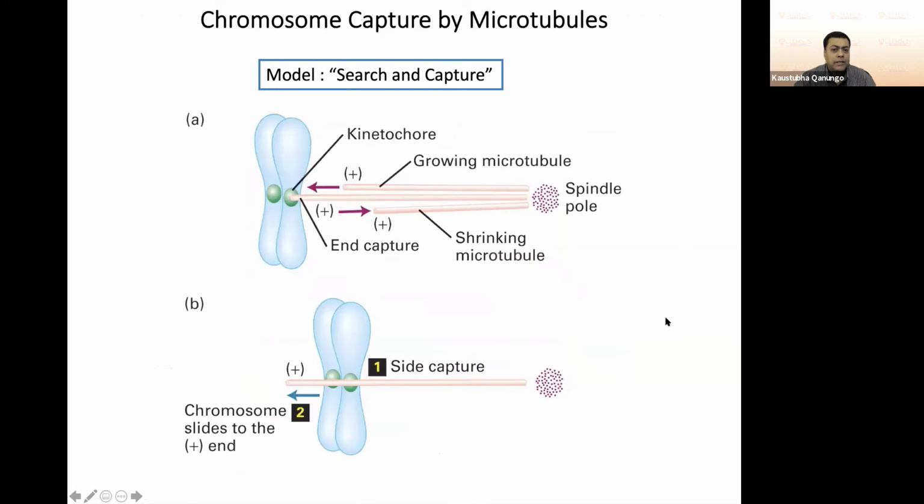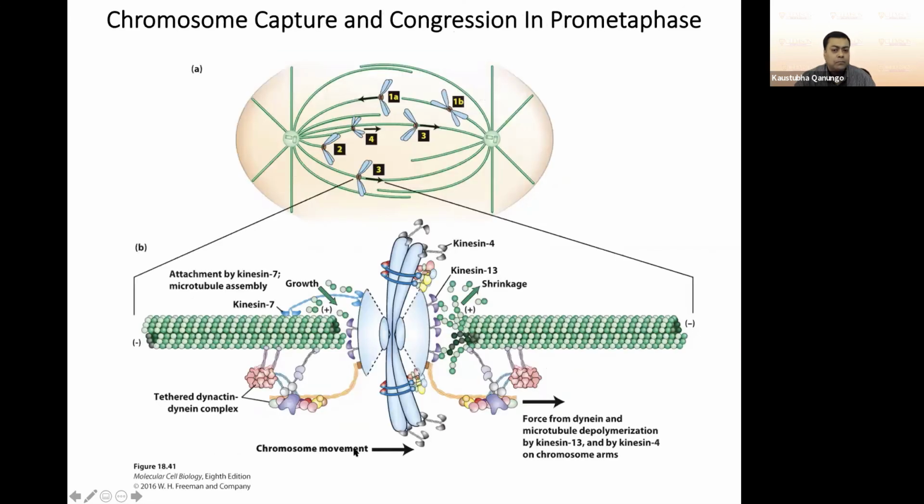Of course, not needed. And know the two methods of search and capture, that it can just bind with the end or from the side. And just one take-home message from here: remember that when these two sister chromatids are trying to get into the middle portion during prometaphase, these kinetochore areas are bound with the dyneins, and they are trying to move towards the minus pole. Along with that, this kinesin is also bound, which is trying to move towards the plus pole.